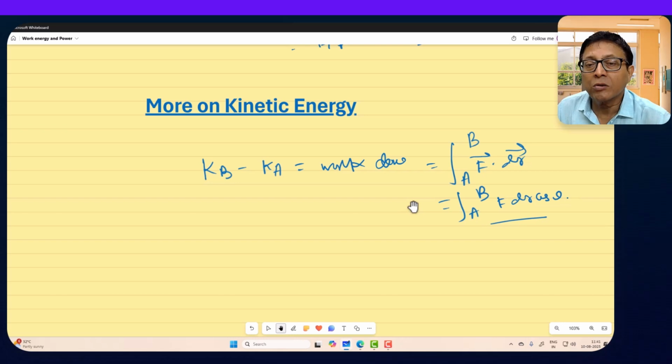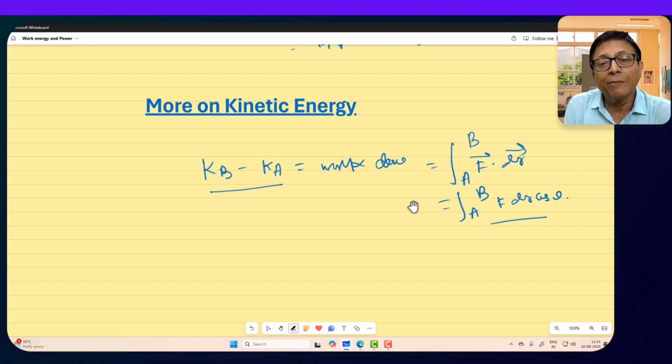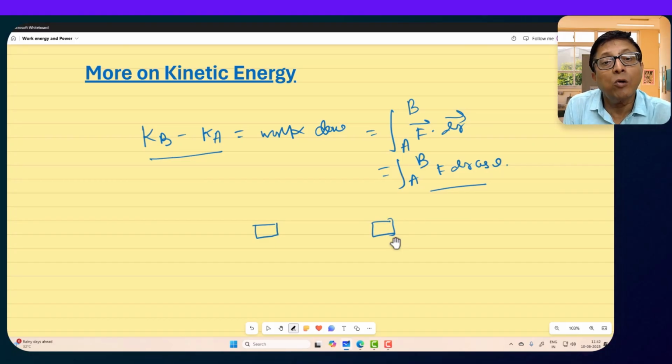For constant force, you take F outside, and for constant force you can easily prove that this is actually kinetic energy at B minus kinetic energy at A. How to? Let me start with this simple example to prove it for a constant force.